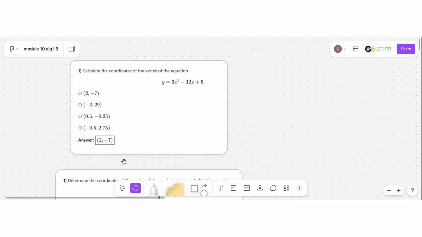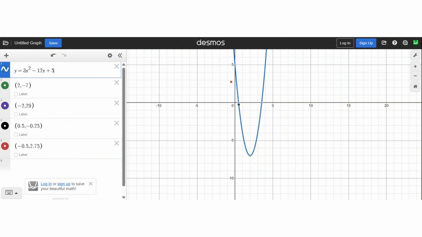The first one we see here says calculate the coordinates of the vertex of the equation y equals 3x squared minus 12x plus 5. And then there are four possible answers. So I went ahead and typed in our equation and then the four possible answers. And remember, the question was asking us for the vertex.